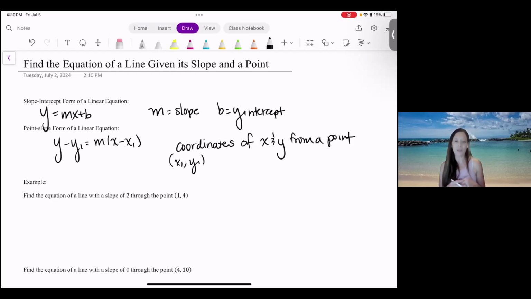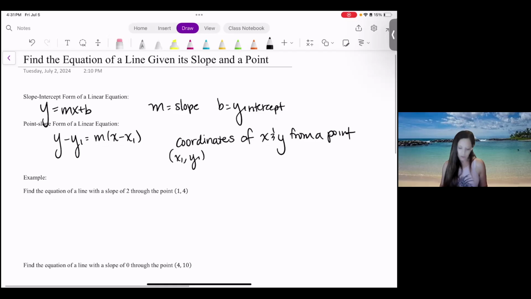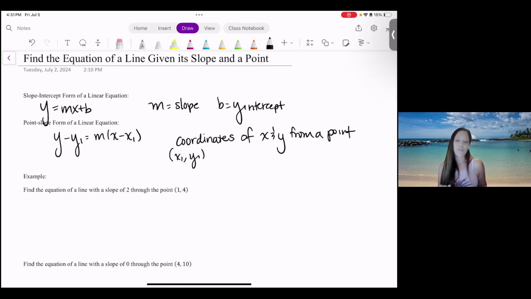I find that if you're given the slope and a point, it is easiest to just use the point slope form. And then if you need to get it into y equals mx plus b or slope intercept form, then you can do that. So let's say I have the slope of 2 and it goes through the point 1, 4. That means if I was to graph this, I could plot the point 1, 4, and then I could go up 2 and over 1 or down 2 and left 1 to graph my line.